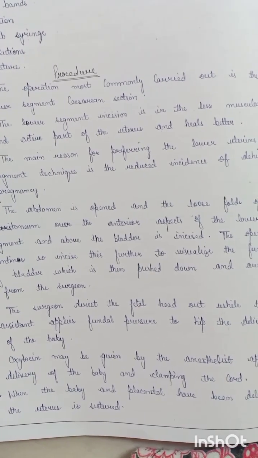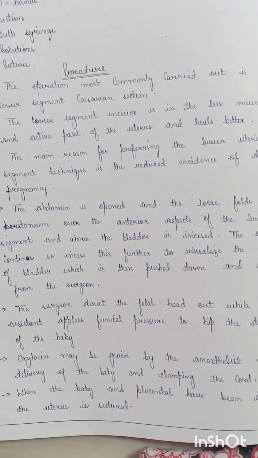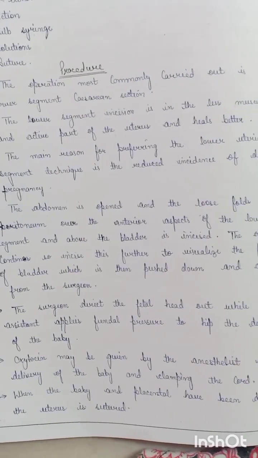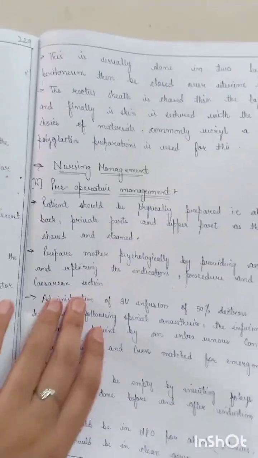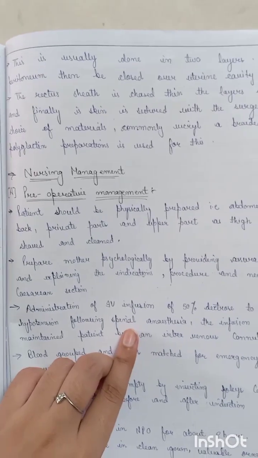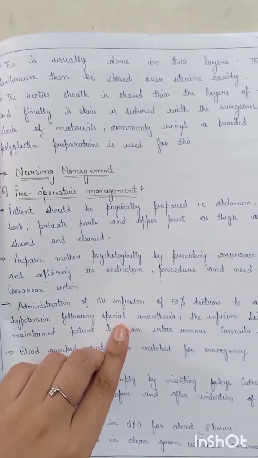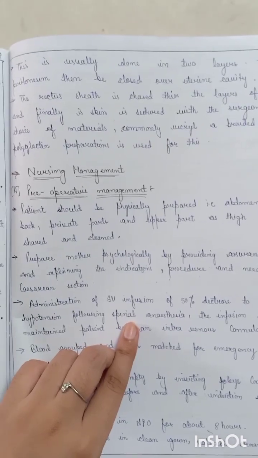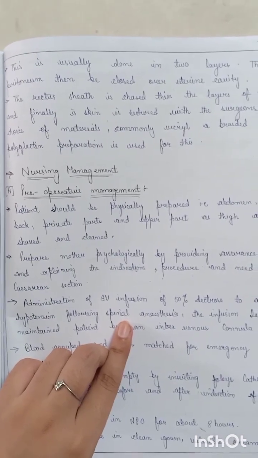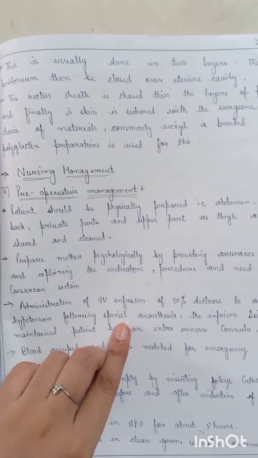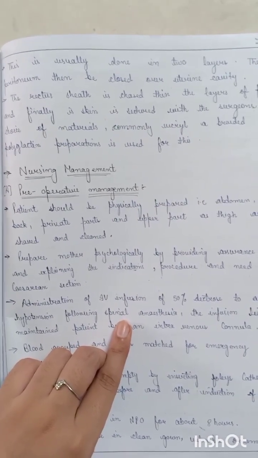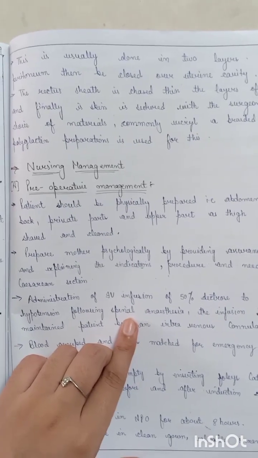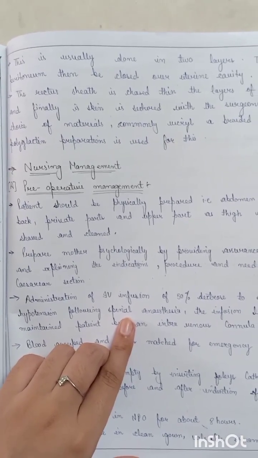Oxytocin may be given by the anesthetist after delivery of the baby and clamping of the cord. When the baby and placenta have been delivered, the uterus is sutured. This is usually done in 2 layers. The peritoneum is then closed over the uterine cavity. The rectus sheath is closed, then the layers of fat, and finally the skin is sutured. According to the surgeon's choice of materials, commonly catgut or braided polyglactin preparations are used for this.